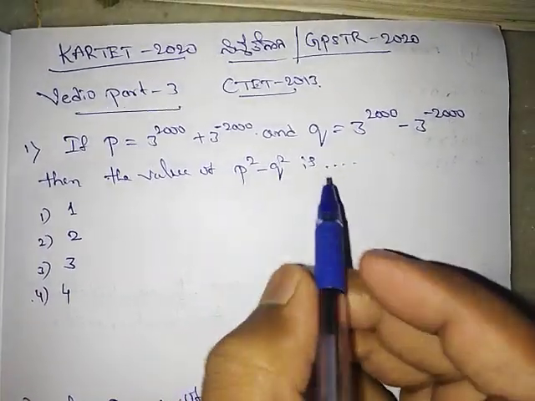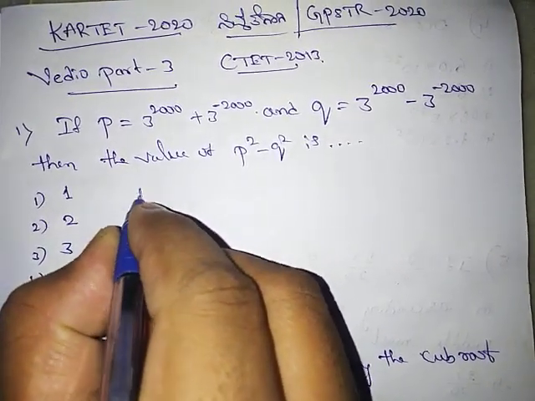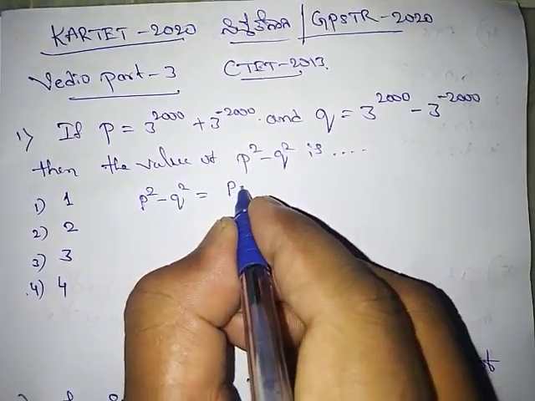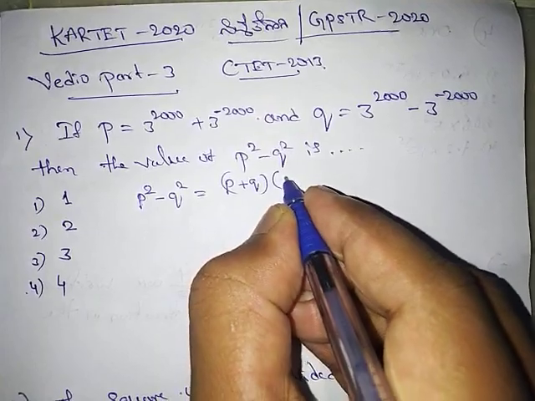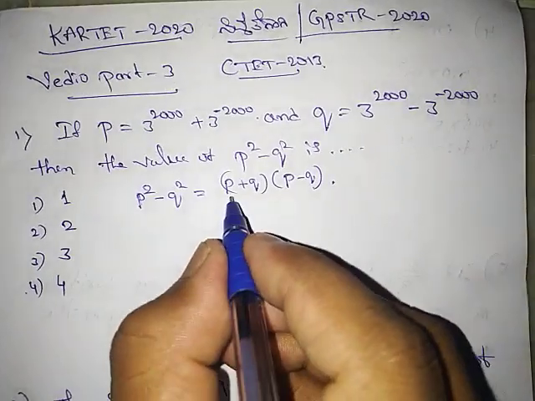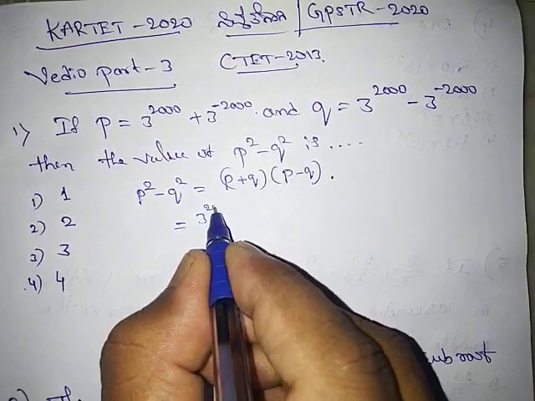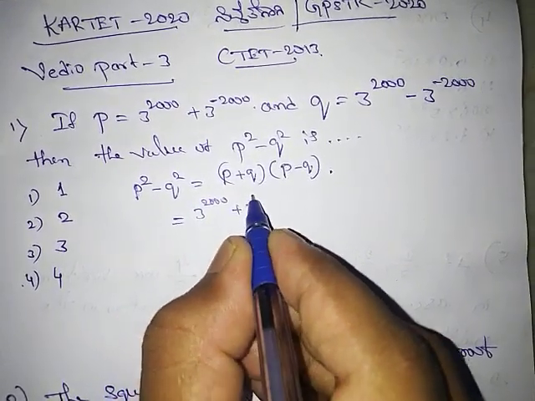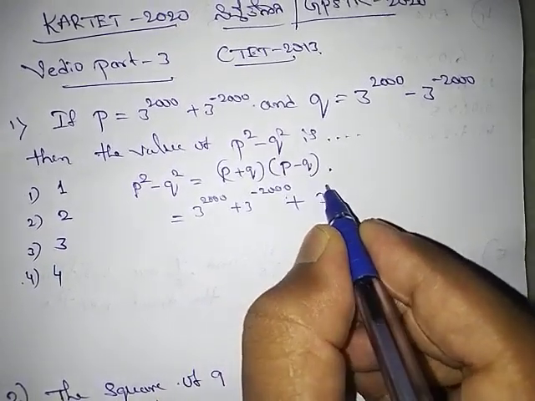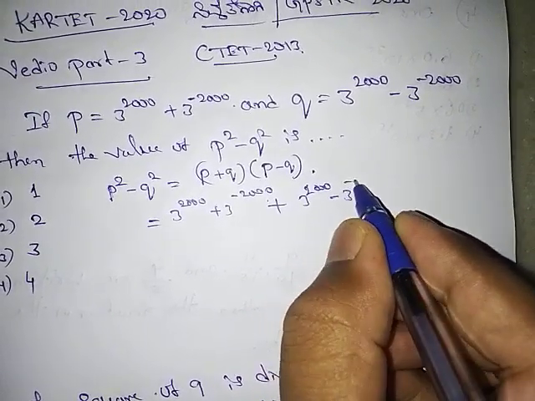And how can you do this? You just imagine p square minus q square. You know that the value of p square minus q square is equal to what? p plus q into p minus q. This is one of the laws. You know that, I think. So put the value of p here. The value of p is 3 to the power of 2000 plus 3 to the power of minus 2000, plus q, the value of q is 3 to the power of 2000 minus 3 to the power of minus 2000.